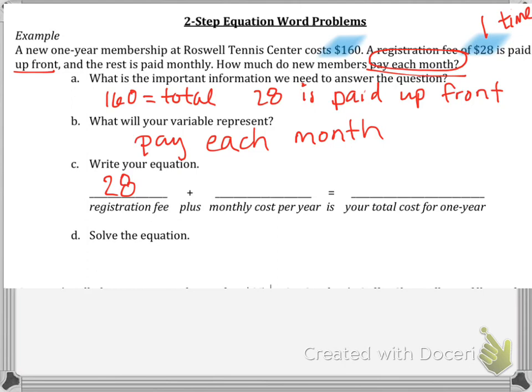Monthly cost per year. So there are 12 months per year, and so we pay that. So that's how much we'll pay. Like, if it costs $10 a month, 10 would be our x. So 10 times 12 is $120. That's how much they would pay per year. Because the total cost for the year is $160, so we can actually solve this equation.